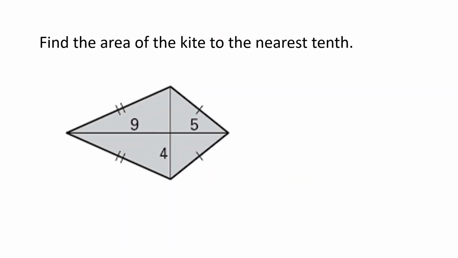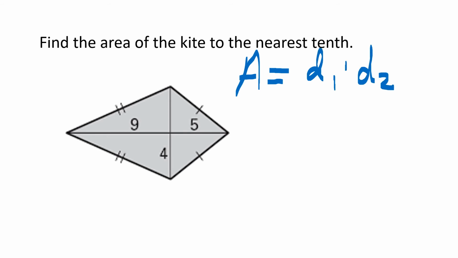Now looking at this kite, we want to find the area of the kite to the nearest tenth. You want to round if you end up with a decimal. If you don't, that's your answer, a whole number. So we still need to find the diagonals of this kite. And we're going to use the formula area is equal to diagonal 1 times diagonal 2 divided by 2.